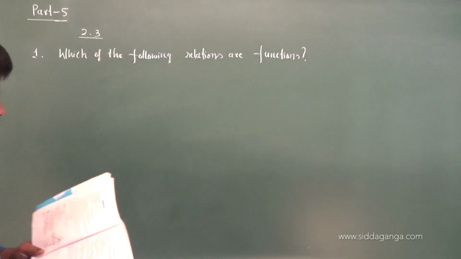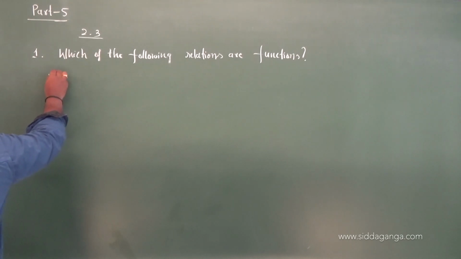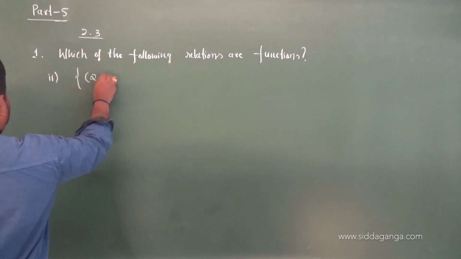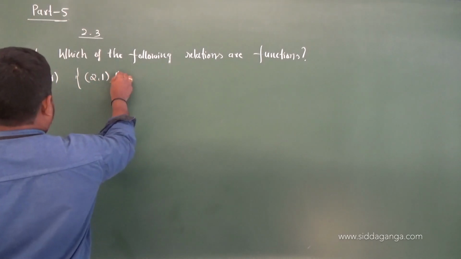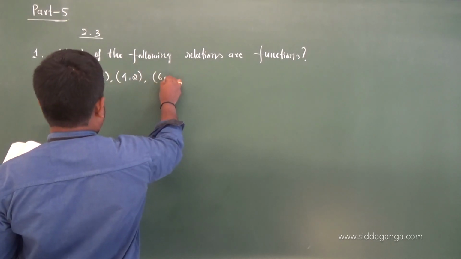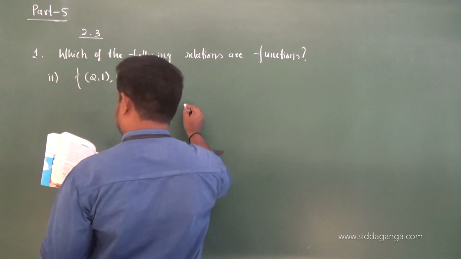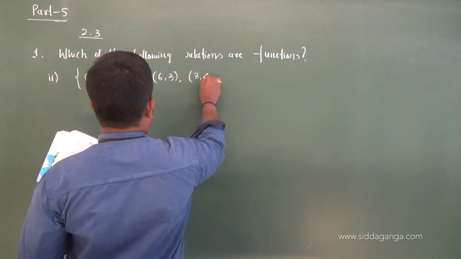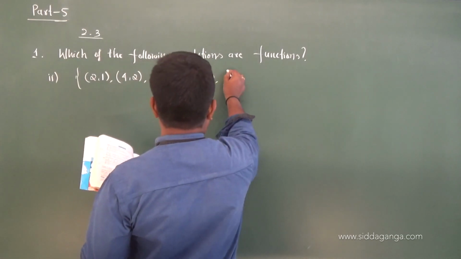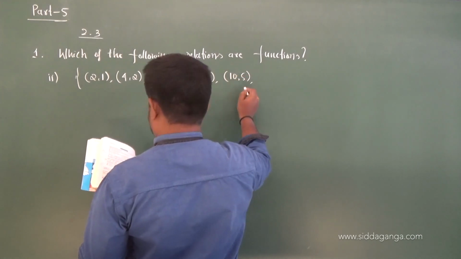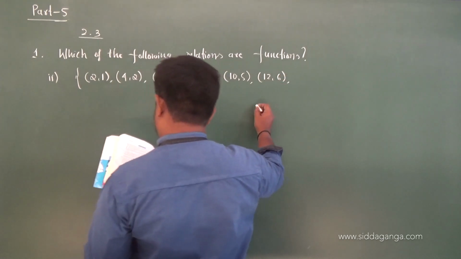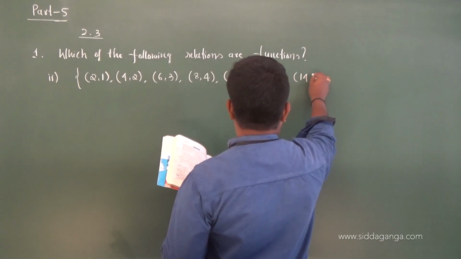Second one is (2, 1), (4, 2), (6, 3), (8, 4), (10, 5), (12, 6), (14, 7).